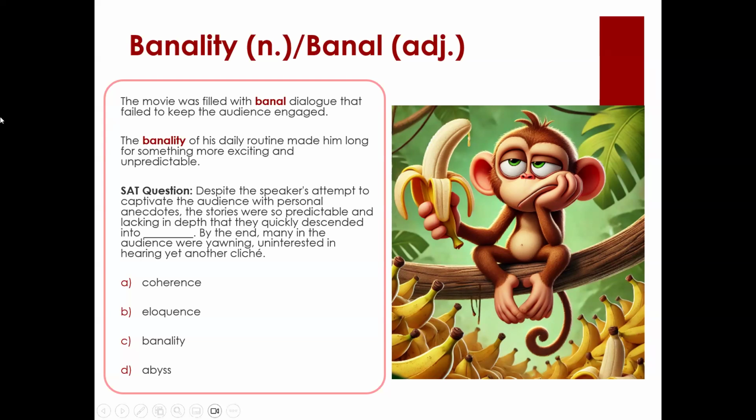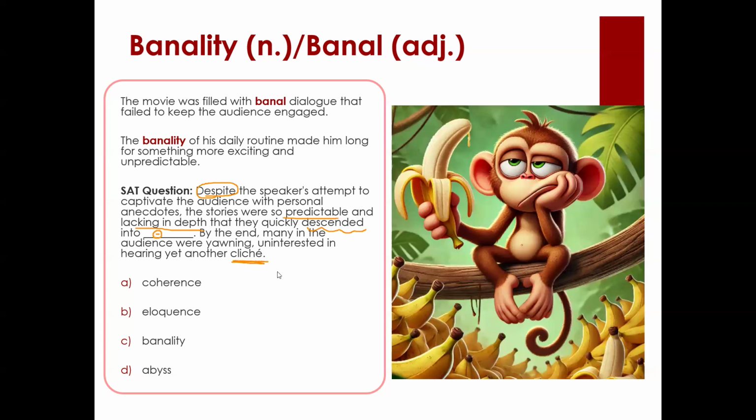Now, if we try and put it into an SAT type question: despite the speaker's attempt to captivate the audience, so we know despite means contrast, right? Despite the fact that he wants to captivate his audience, the stories were so predictable and lacking in depth that they quickly descended. So we know again, descended, meaning you are spiraling down, right? You are going downward. So whatever follows, the vocabulary has to be negative in context. By the end, many in the audience were yawning, uninterested in hearing yet another cliche.